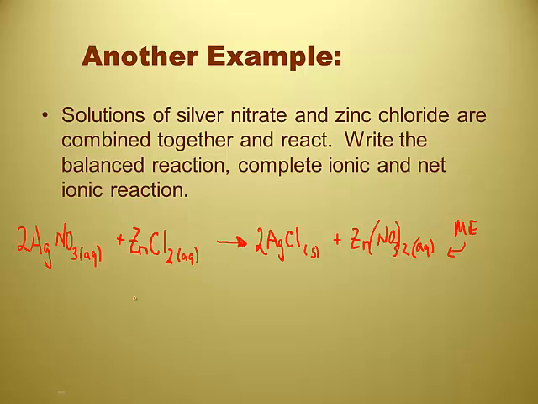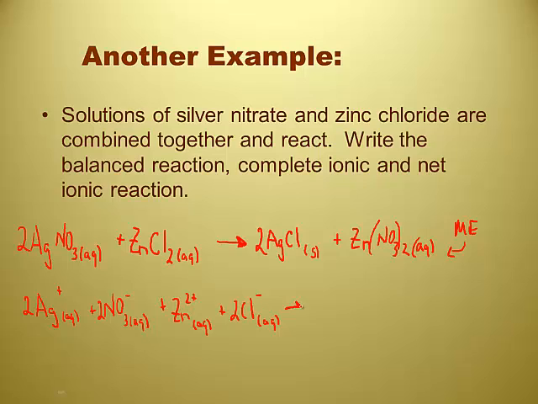All right, the next thing we have to do is write a complete ionic equation. Anything that dissolves, or rather dissociates, strong electrolytes. Based on solubility rules, silver nitrate is a strong electrolyte, with charges, and the coefficients apply to both the silver and the nitrate. Zinc chloride is a strong electrolyte, according to solubility rules, and that subscript only applies to the chloride.